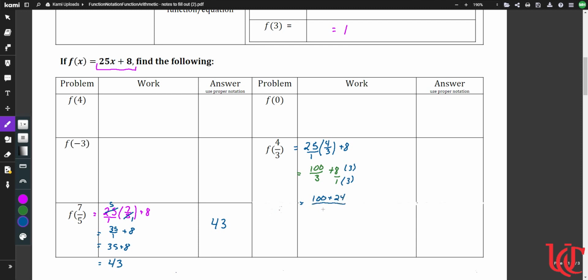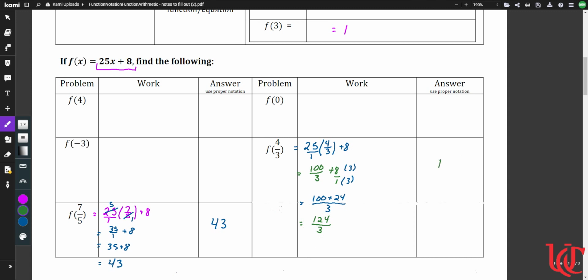Once the bottoms match, I just have the one bottom. So this is going to be 124 over 3. Now, I can check to see if 3 goes into that whole sum, and it doesn't, because 1 plus 2 plus 4 is 7, and 3 doesn't go into 7, so 3 is not going to go into that. I'm going to leave my answer as that improper fraction.